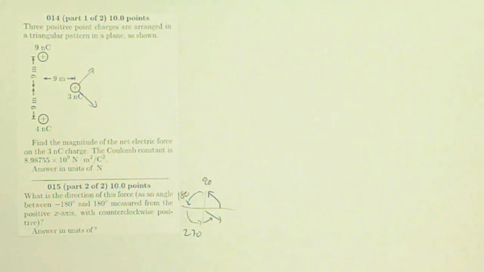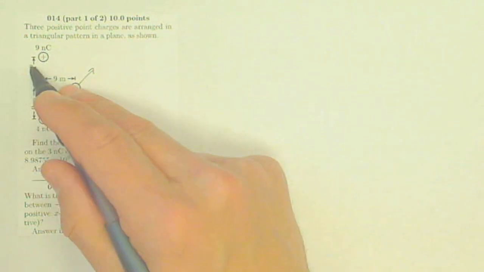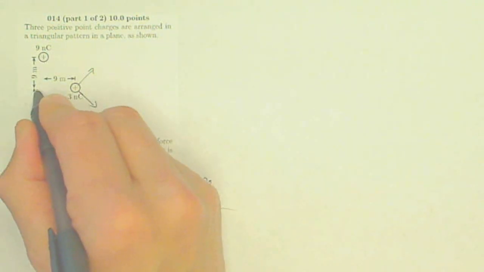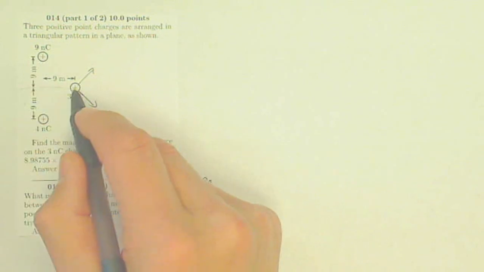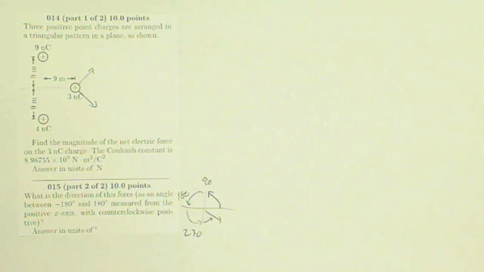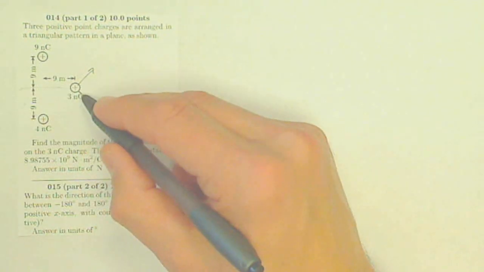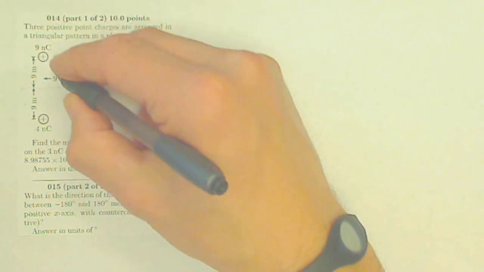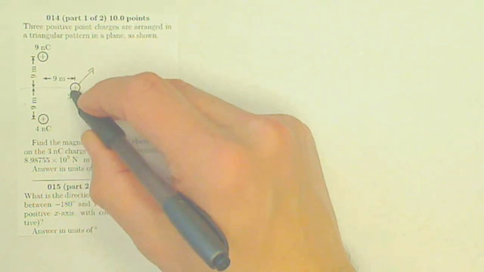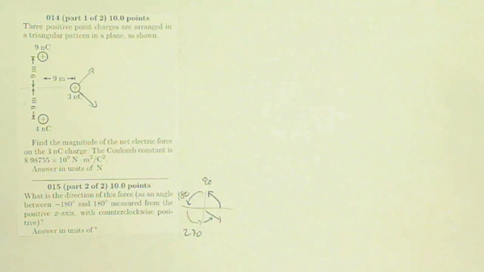So what you're going to want to do is, oh good, and that's 9, and that's 9, and that's 9. So at least my distances are the same. My distances are the same over and up. So I know that the direction of this one is going to be 45 degrees down that way. The direction of this force is going to be 45 degrees up that way.